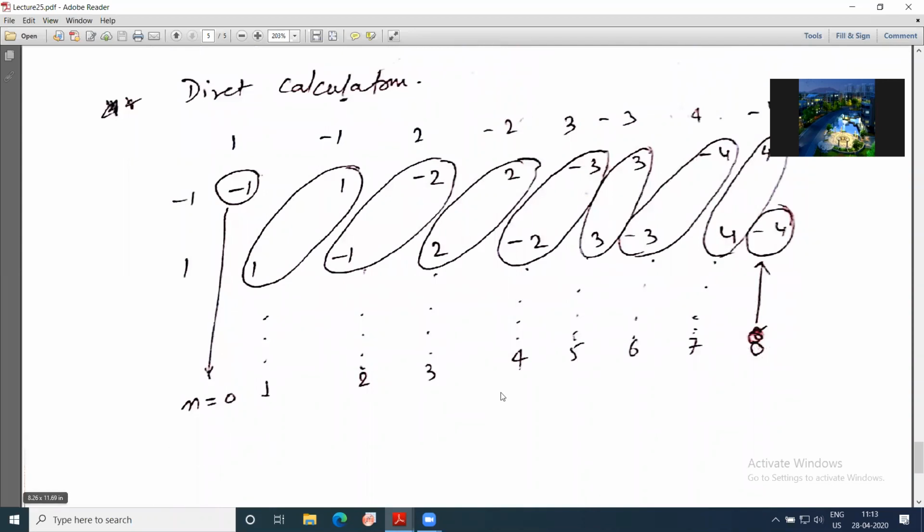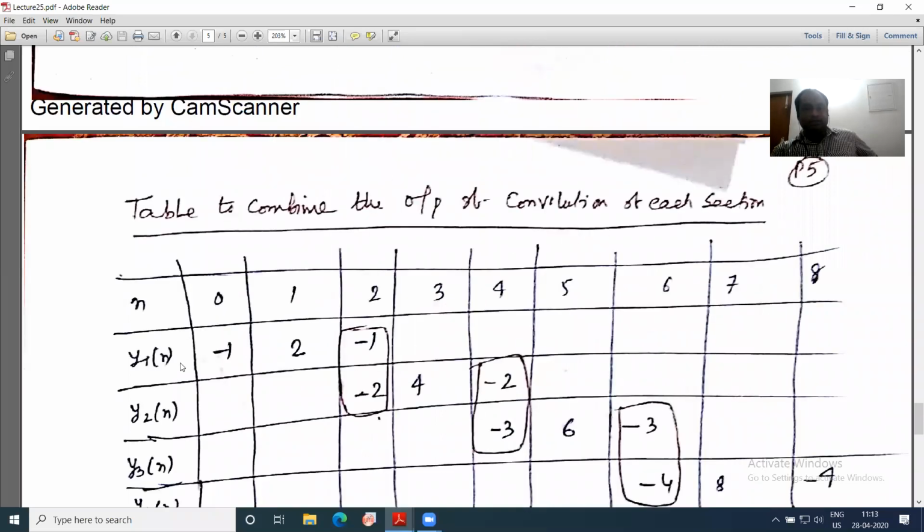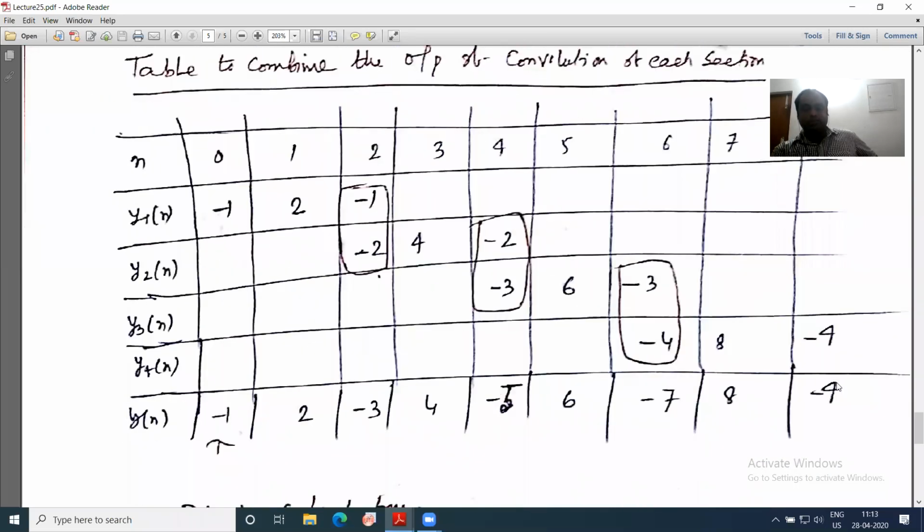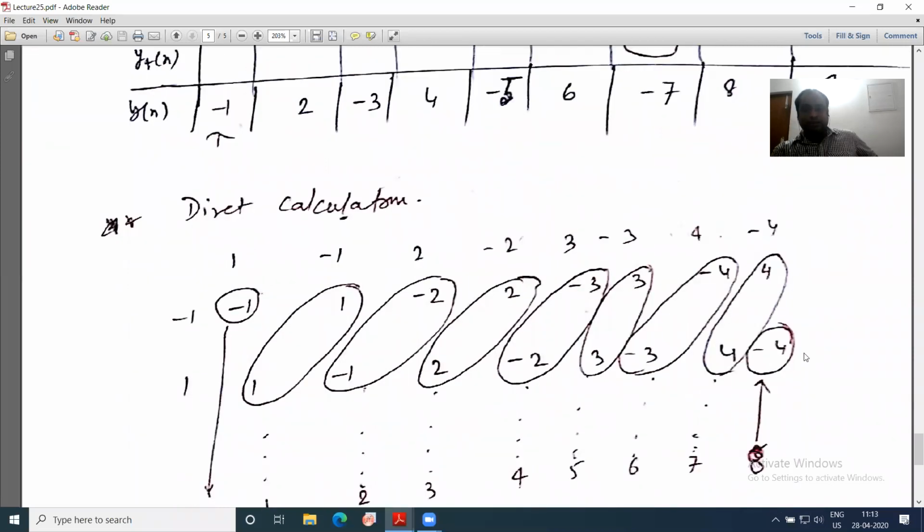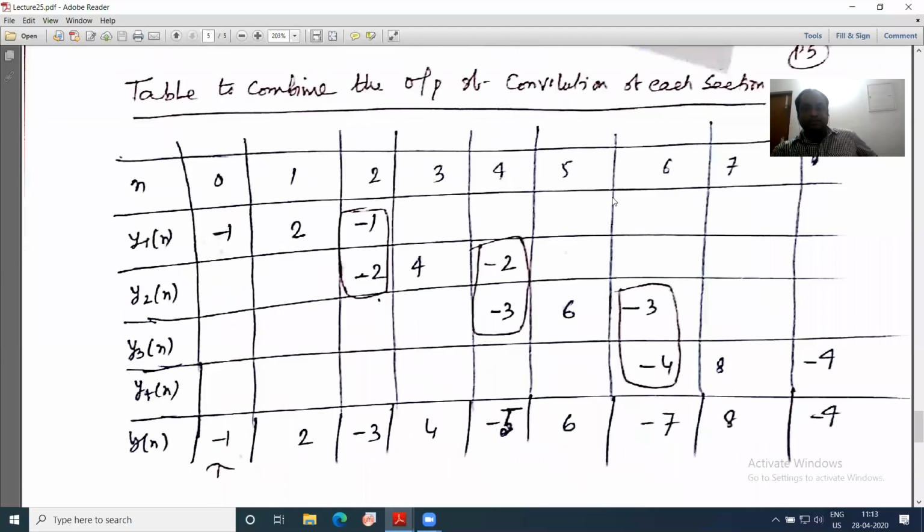This is the time instant. The time instants are 0, 1, 2, 3, 4, 5, 6, 7, 8. At 8, what is the data? Minus 4. 4 plus 4 is 8. That is the data at 7. Data at 7 is 8. So it is the same method throughout.